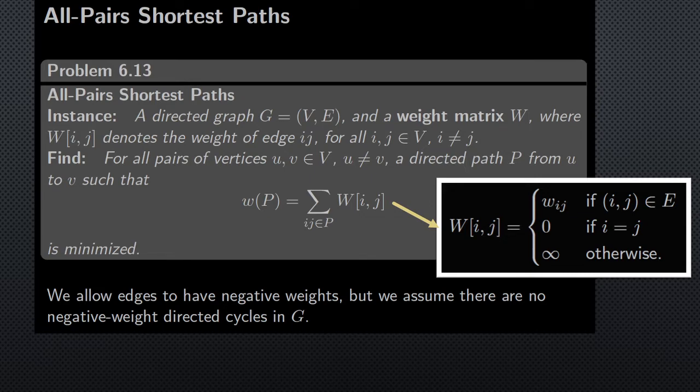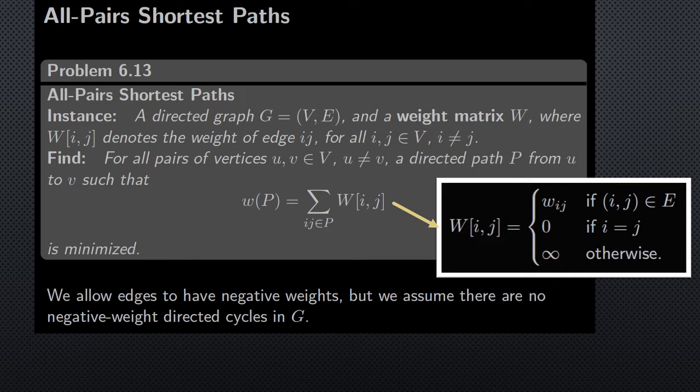The goal of the all pairs shortest paths problem is to output a two-dimensional matrix of results. We're going to output D of ij, where D is the distance from i to j, the optimal distance on the shortest possible path from i to j. We're going to do that for all pairs of i and j.